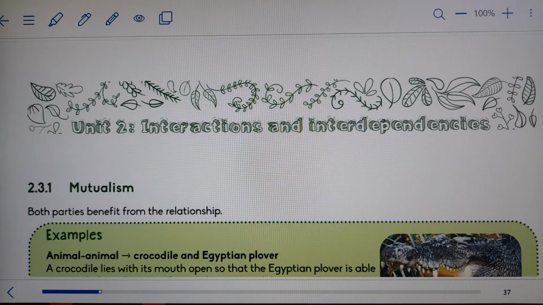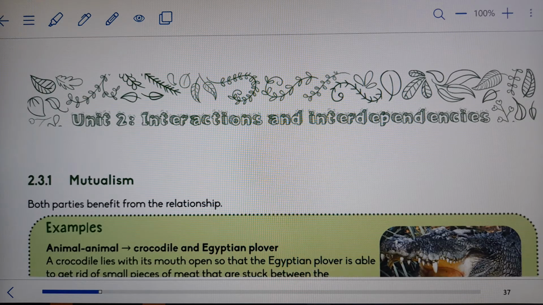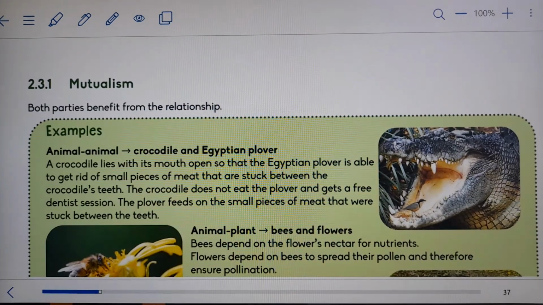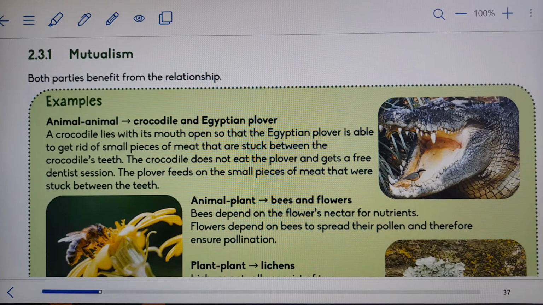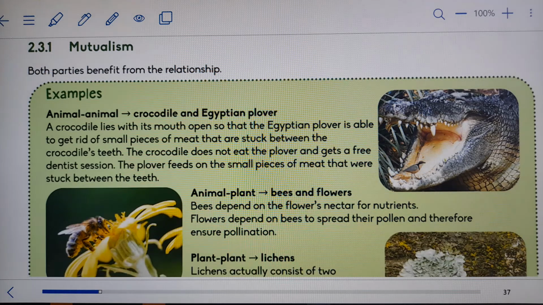Let's go to page 37. We have covered ecology and ecosystem now. So now we look at interdependencies and we start with mutualism. Okay, what is mutualism between different organisms living in a certain environment? They say with mutualism, both parties benefit from the relationship. I think this is a good one, because in a relationship, both parties need to benefit.